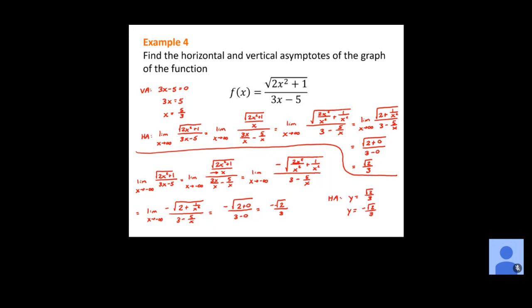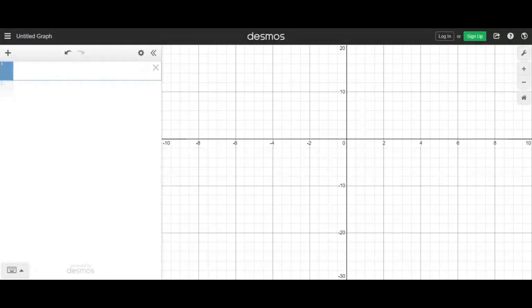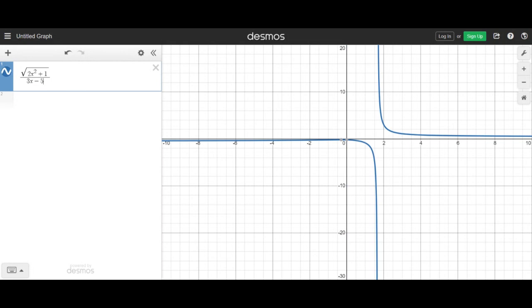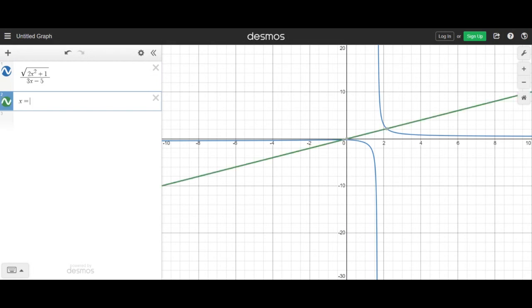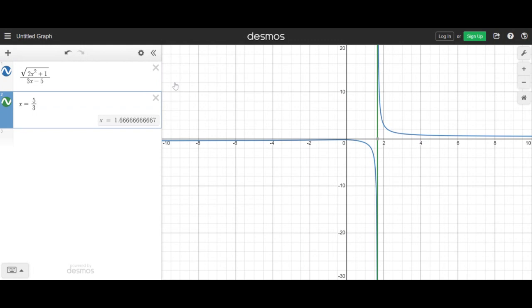So let's take a look at the graph. Let's see what it looks like. All right, so we've got square root 2x squared plus 1 over 3x minus 5. Okay, so there's our graph. I'm going to put the asymptotes on here now so we can see if it actually is approaching what we think it should be. So x equals 5/3. That was our vertical asymptote. Okay, so there's the green line. And you can see in this case that we are indeed approaching infinity and negative infinity on either side of that vertical asymptote. So that looks good.